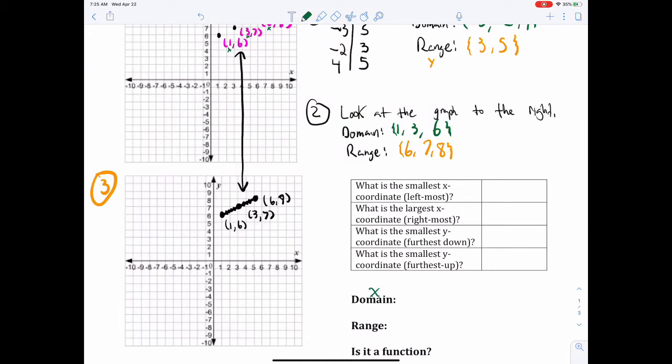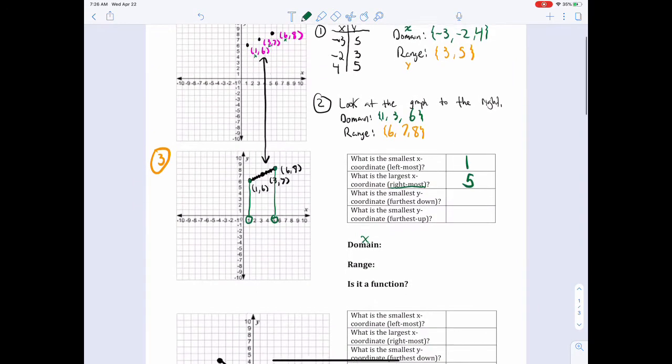So to do it, let's just do it. What is the smallest x coordinate? So what is the leftmost point on the graph? Well, if I look at this graph here, here's my most left point. And if I go down and see what x it is, because it's the leftmost, it's going to be 1. And now, what's the largest x coordinate? So to find the largest x coordinate, just look for the most right point on your graph. The most right point is right here. So that right there is an x value of 5.